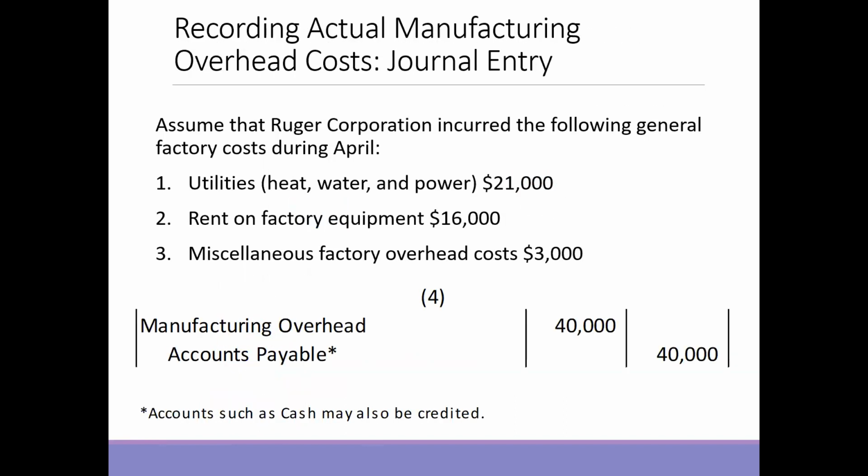Now, let's assume Ruger has utilities for the month of $21,000, rent on the factory equipment of $16,000, and $3,000 in other overhead costs. All of this $40,000 is going to get lumped into manufacturing overhead. Now, if we paid the bills, of course, we would have credited cash. In this scenario, we're just assuming we have not paid the bills yet. So we are crediting accounts payable, just so you know that. Okay?